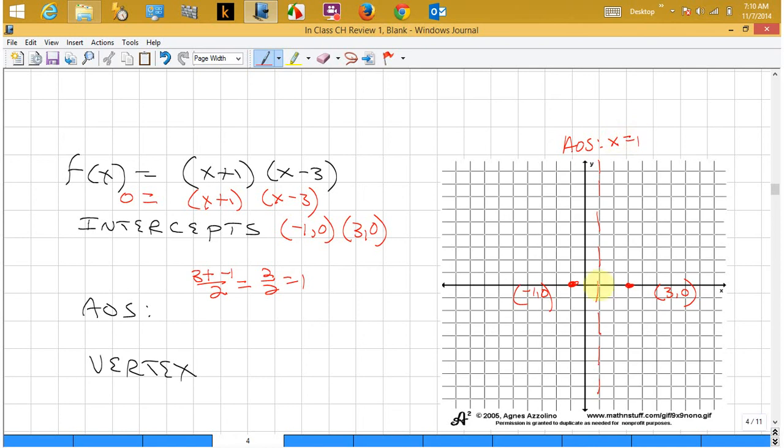And I know my vertex is going to be on that axis of symmetry. So I know the x-coordinate of my vertex will be 1. To find the y-coordinate, I'd simply plug it into the equation. So y is equal to, the x value would be 1. Let's try again. It's 1 plus 1, 1 minus 3. That would be 2 times -2, which would be equal to -4. So my vertex is at (1, -4).